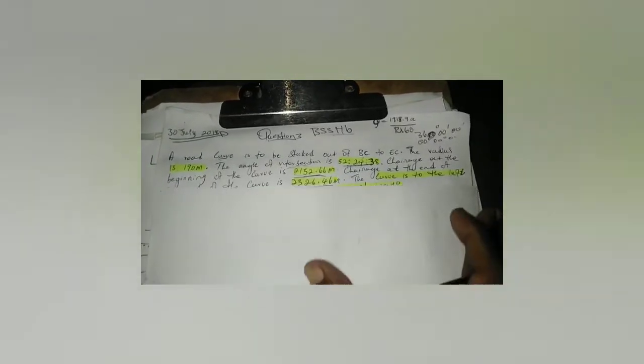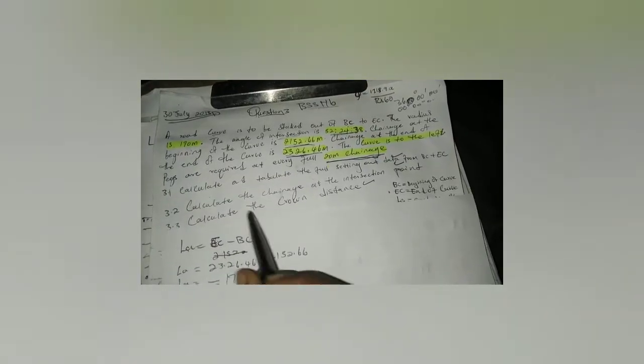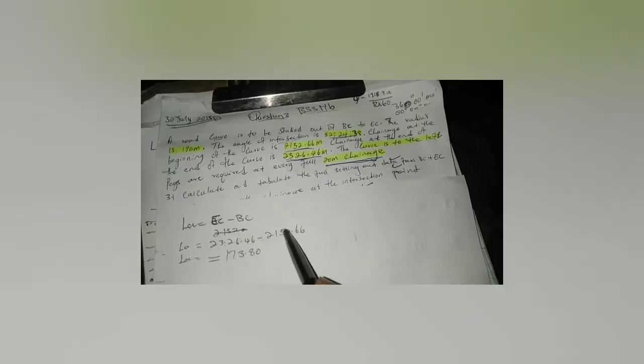So let's start with our questions. Question 1 says we need to calculate and tabulate the full setting out data from the beginning of the curve to the end of the curve. So let's start with our calculations. We start with the LA, the arc length. It's the end of the curve minus the beginning of the curve. The answer is 173.80 meters. So now let's tabulate after calculating the arc length.